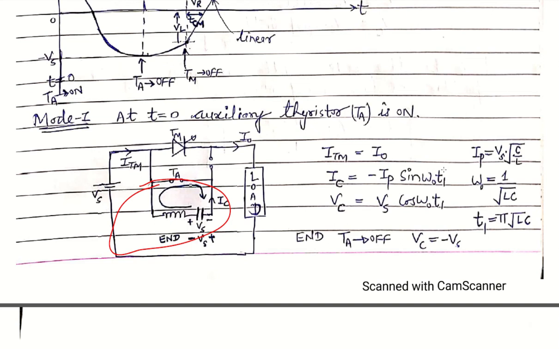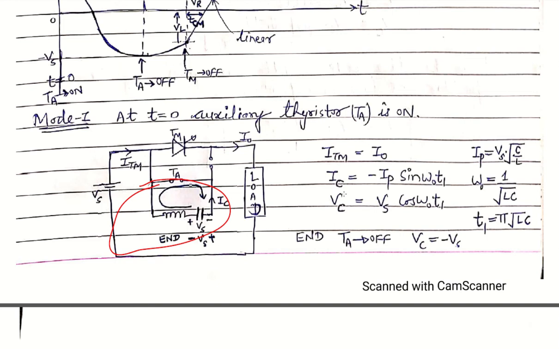We will assume it happens for the time up to T1. This IC is the charging current flowing in the LC branch through the auxiliary thyristor, which equals minus IP. Why is it minus? Because this current flows in the negative direction compared to the reference polarity of IC, so it will be negative.